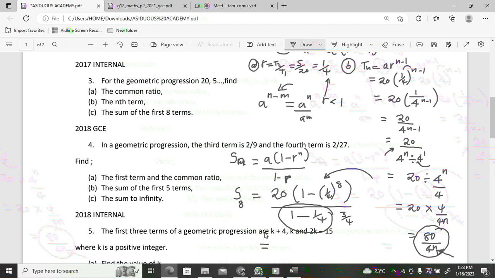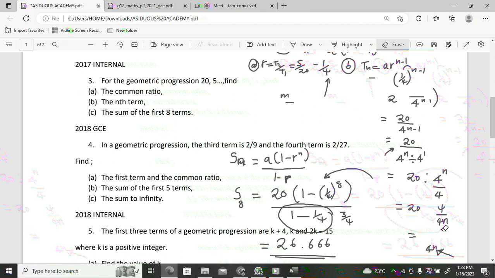Okay, good. And then the answer that I've found, I'm going to divide by 3 over 4, because that's the number in the denominator. So the answer we're going to get is 26.666. This is going to be the sum of the first 8 terms of this geometric progression.